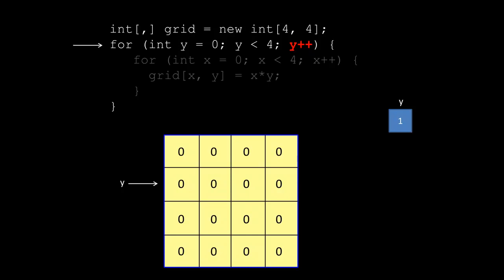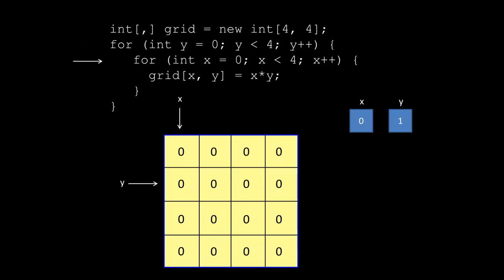Well, because 1 is less than 4, we need to come back inside this loop. The outer loop is still executing, and we're going to reset x to be 0. So at this point, x is 0 and y is 1. On the inside of this loop, you can now see that 0 times 1 is still 0. We're going to increment x again, and now you can see that we have 1 and 1. In this case, we have 1 times 1, and we're going to put it into slot 1, 1.